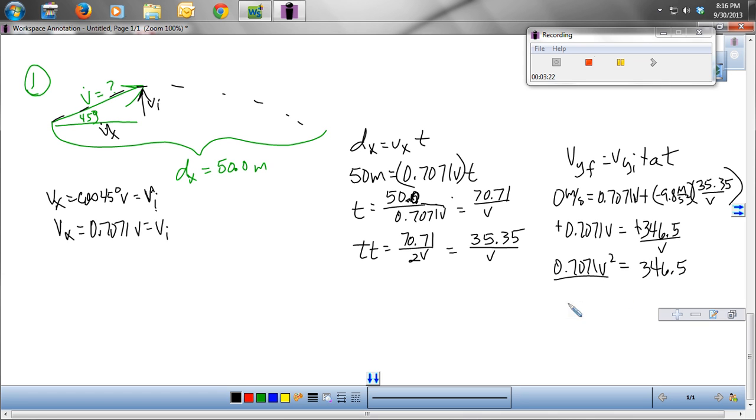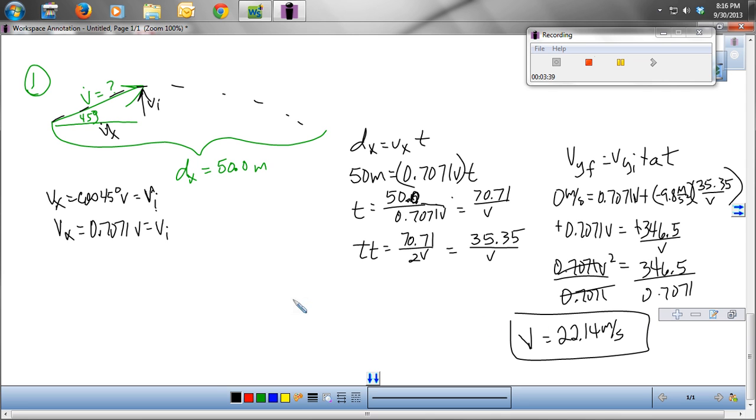So I divide both sides by 0.7071. Take the square root of that division, and I think that was the square root of 490. And when I did that, I got 22.14. So that was my speed, and then they wanted the total time. And this should have been time up. I apologize. So total time was 70.71 over 22.14. And when I got that division to complete, I got 3.2 seconds.